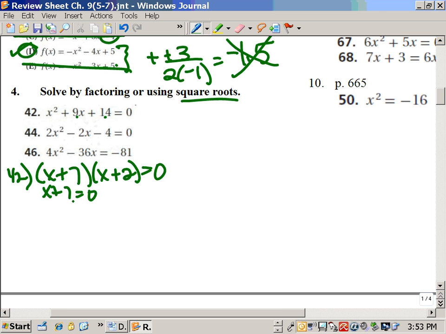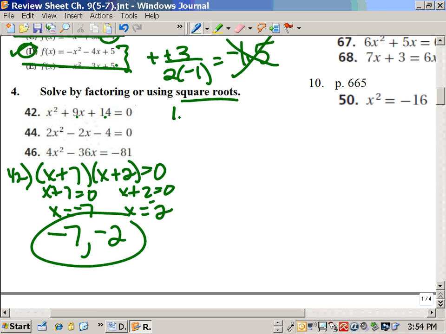x plus 7 equals 0, so x is negative 7. x plus 2 equals 0, and x is negative 2. So the solutions are negative 7 and negative 2. Number 44. I'm going to go ahead and rewrite that.